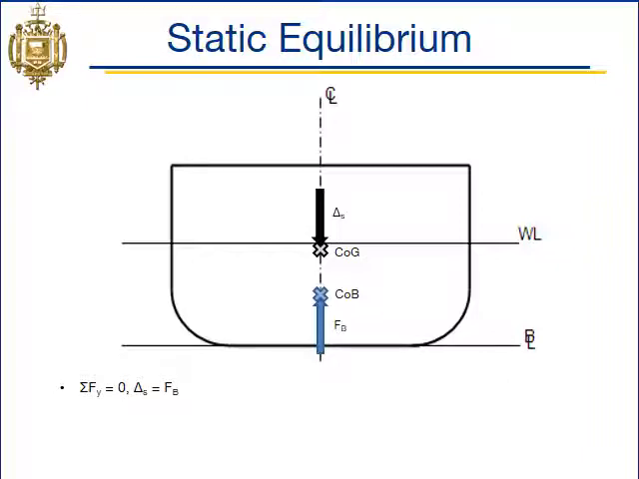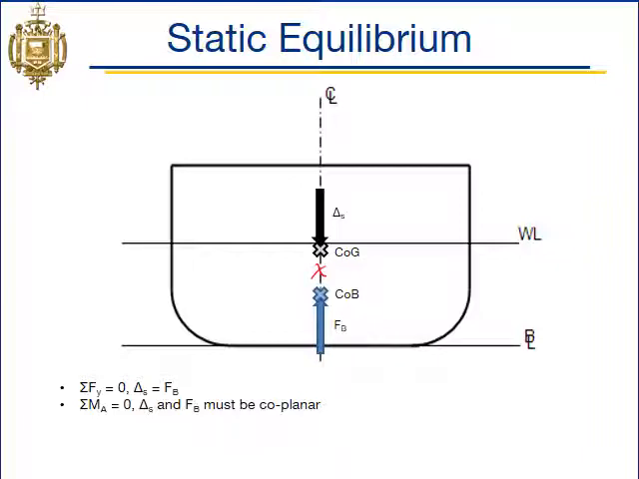So we have delta S going down and FB going up. So delta S must be equal to FB for this to be in static equilibrium. We also need to check our moment equation, right? Sum of moments about an arbitrary point. So we could just say this arbitrary point is where that red X is, right?